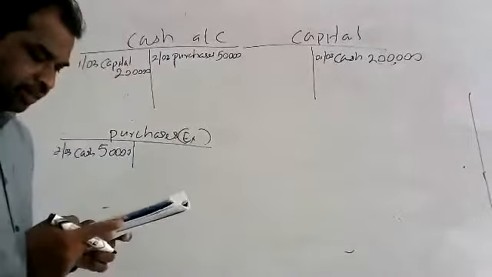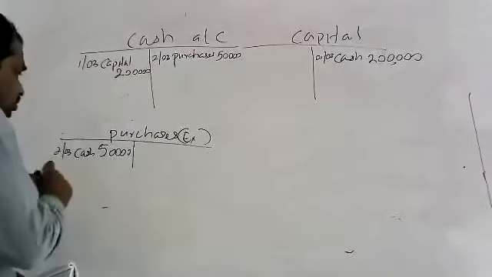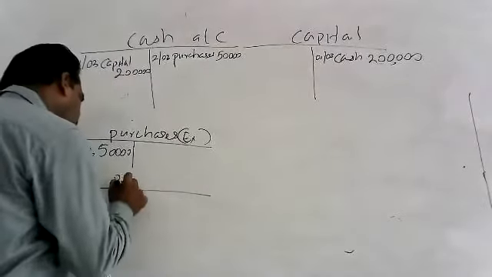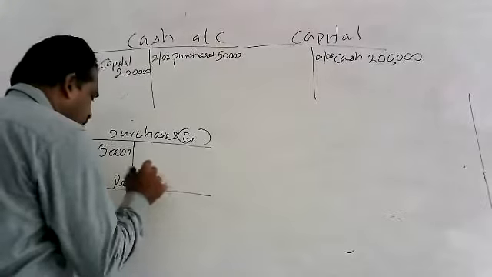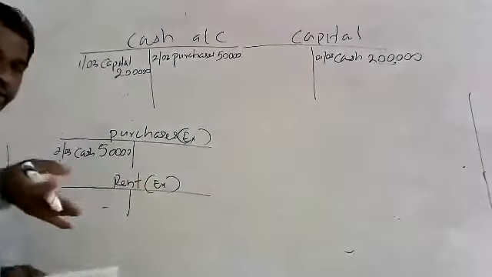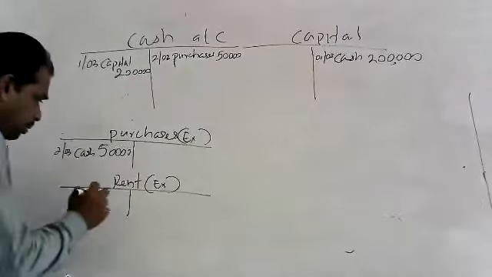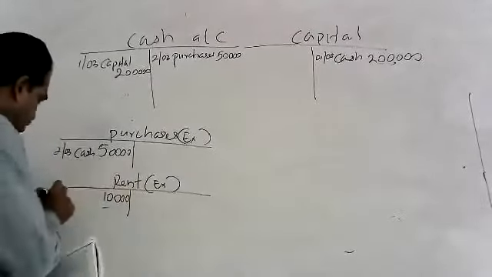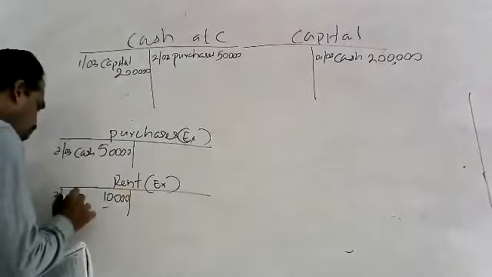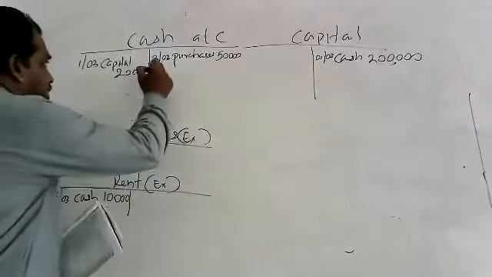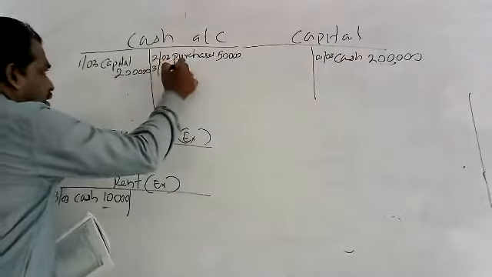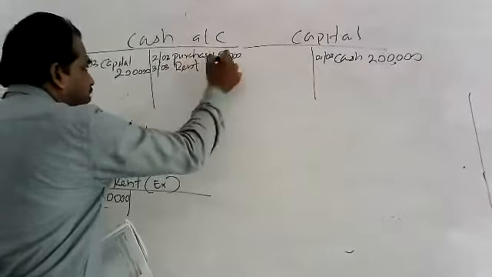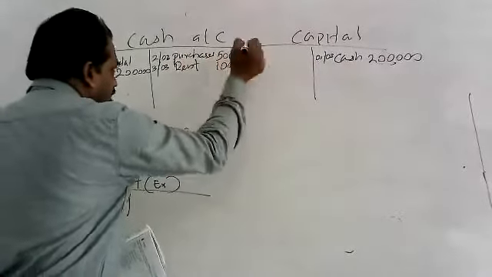Third transaction, paid the monthly rental 10,000. Then you can have another account, that is also expense, rent. Then rent, expense increase debit, therefore you can debit to this account 10,000. It happened 3rd March, say cash. Then you can credit to cash account, say rent 10,000.